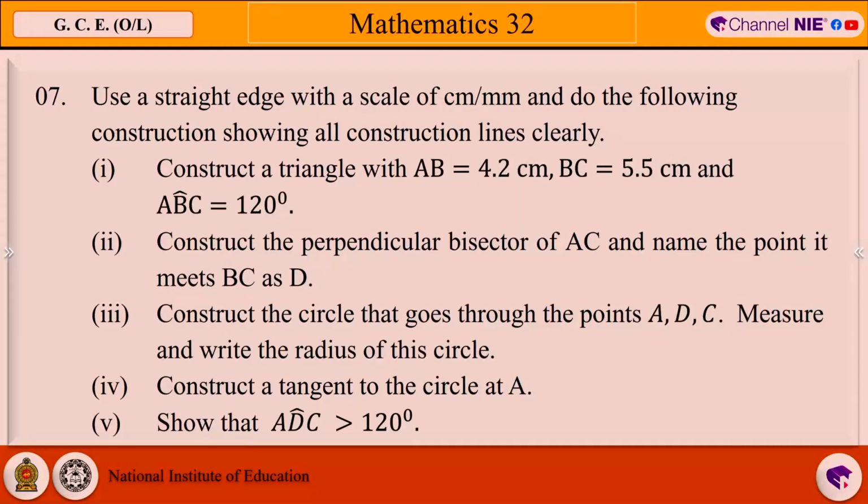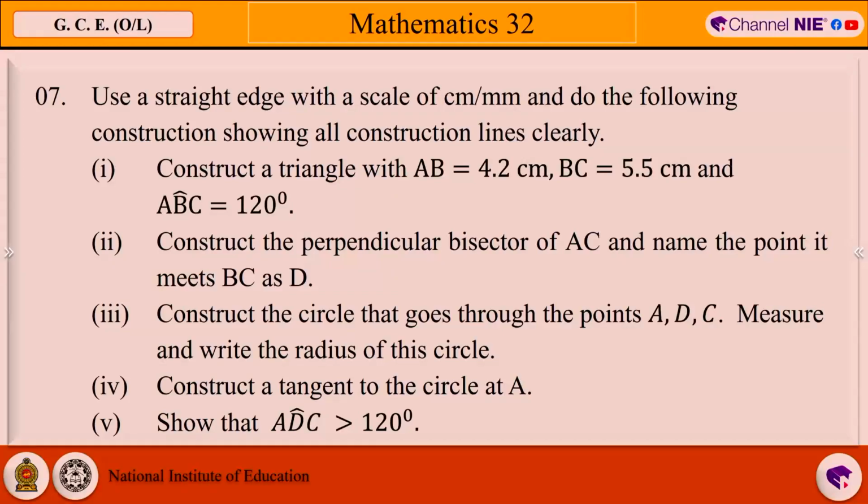First part, construct a triangle with AB equals 4.2 centimeters, BC equals 5.5 centimeters and the angle ABC equals 120 degrees. In second part, we have to construct the perpendicular bisector of AC and name the point it meets BC as D. In third part, you have to construct the circle that goes through the points A, D, C. Measure and write the radius of this circle.